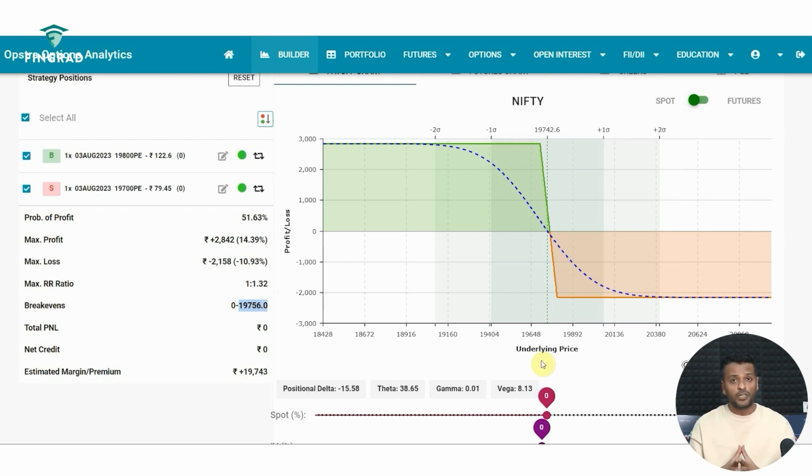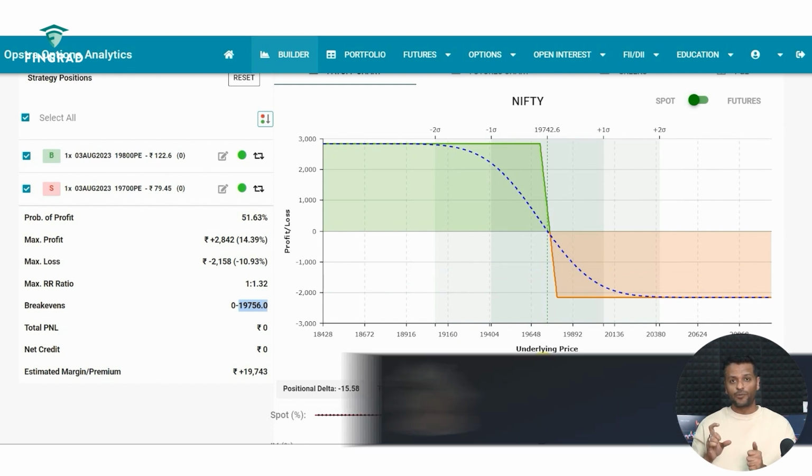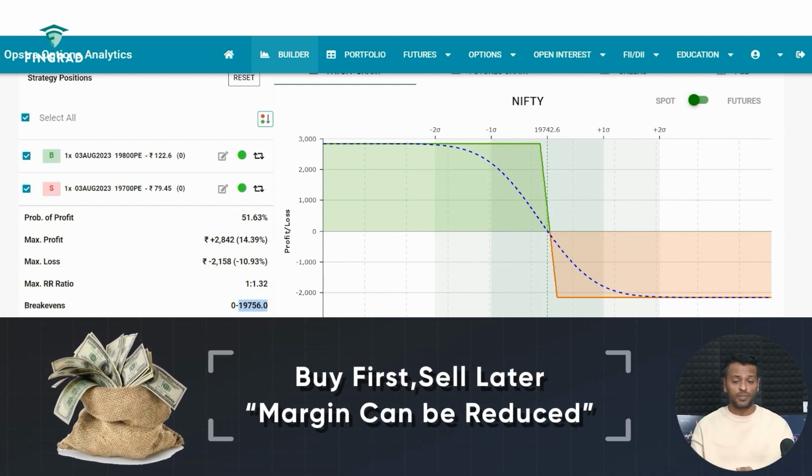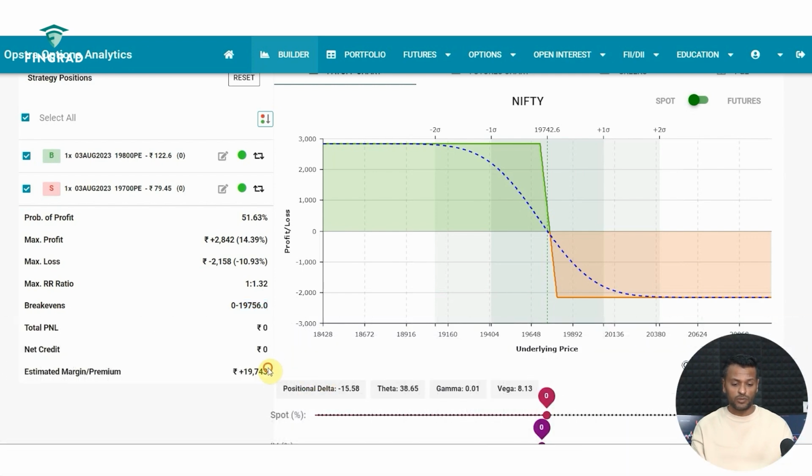Now coming to the part of margin. Normally traders feel that when you have sold something, you have to pay a higher margin. But remember, in the previous chapter we discovered a hack. If you buy a leg first and then sell another leg, the margin reduces considerably. Here also, it shows a margin of about 20,000, which can go slightly up and down depending on the volatility. But if you were just writing an option, this margin would run at least 1.2, 1.3 lakhs. So that is one hack used by a lot of traders to reduce the margin in the market.